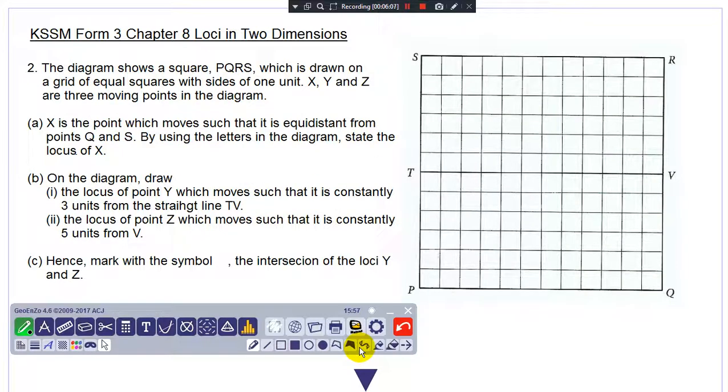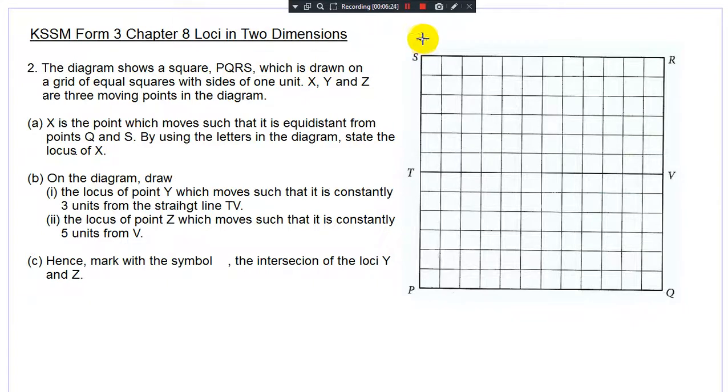Okay, let's try this second question. The diagram shows a square PQRS. So this is square PQRS drawn on a grid of equal squares with a side of 1 unit. Here 1 unit, 1 unit. This and this are the same length, 1 unit.